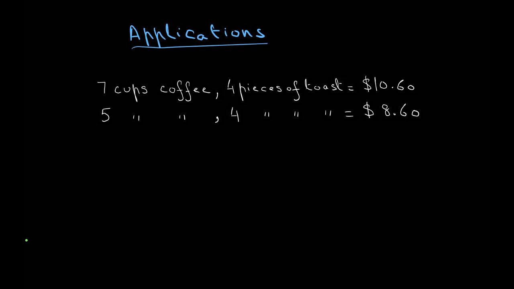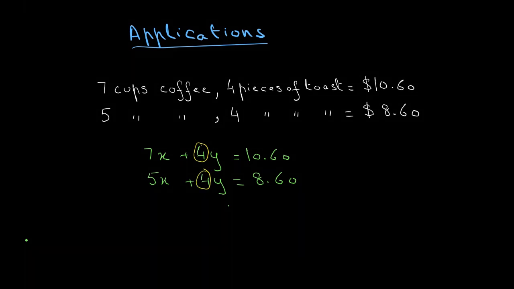Y, right? So the equation that we're going to get is 7x, because 1 cup of coffee costs $X, so 7 cups will cost 7x, plus 4y, because 1 piece of toast costs $Y, so it's going to be 1060. And similarly, we'll have 5x plus 4y is equal to 860. So now you can clearly see that we have the same coefficient of 4, so we can subtract the two equations and find out what x is, and then we can use that to find out y, and then we'll be done. Okay, so that's fairly straightforward.